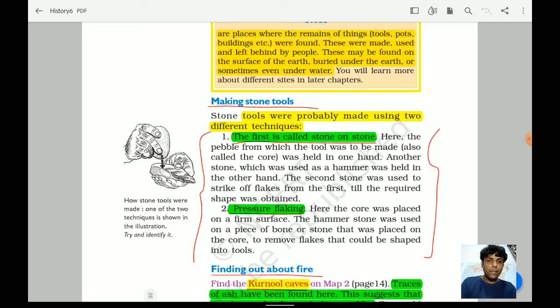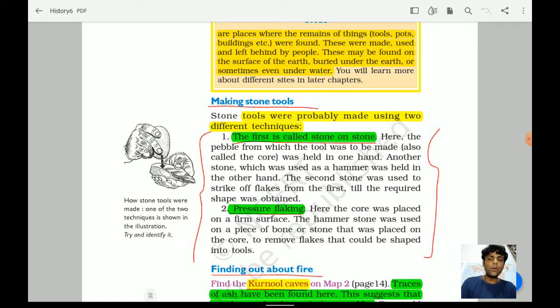And the second method is pressure flaking. Here the core was placed on a firm surface, like the surface must have been stronger. The hammer stone was used on a piece of bone, or they must have used a bone or any stone placed on the core, to remove the flake that could have been shaped into a tool.